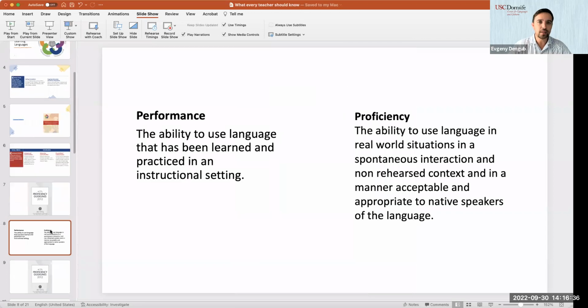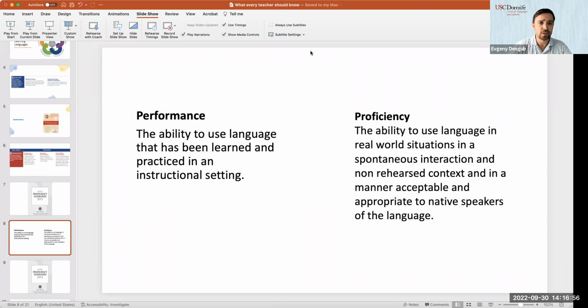So before we get into the proficiency details, I just want to remind you about the difference between performance versus proficiency. Performance is the ability to use language that has been learned and practiced in an instructional setting. So what we did in class.